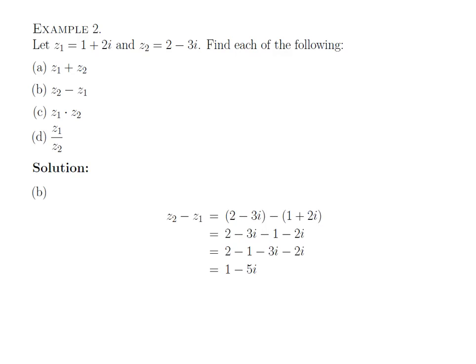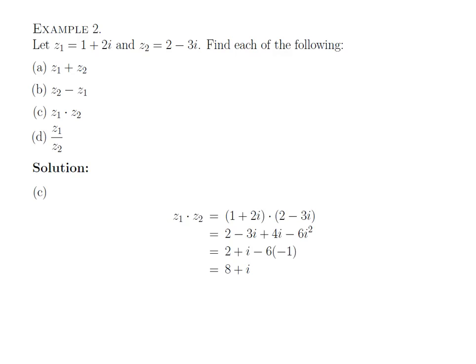Now we try subtraction. The process is basically the same. We have 2 minus 3i minus 1 plus 2i. The only thing we have to take care to do here is to make sure we distribute that minus sign. That is, we subtract the real part and we subtract the imaginary part. So we get 2 minus 3i and minus 1 minus 2i. Now we put the real parts together, 2 minus 1, and the imaginary parts together, minus 3i and minus 2i. That gives us the simplified answer, 1 minus 5i.